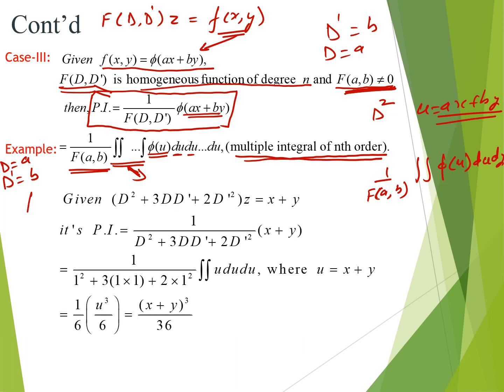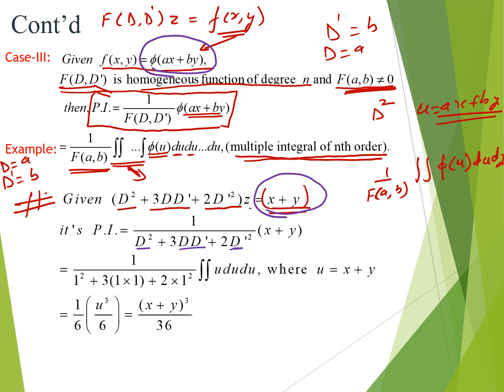Now considering the example over here, D square plus 3D D dash plus 2D dash square z is equal to x plus y. Now it is a function of ax plus by, in this form. Now for the PI, all terms in the denominator, D square, D D dash, D dash square, all have the same power, so it is a homogeneous function of degree 2. The value of n is 2.